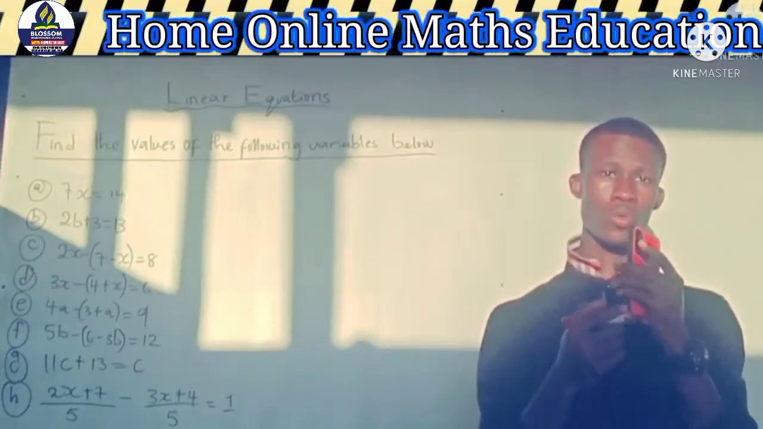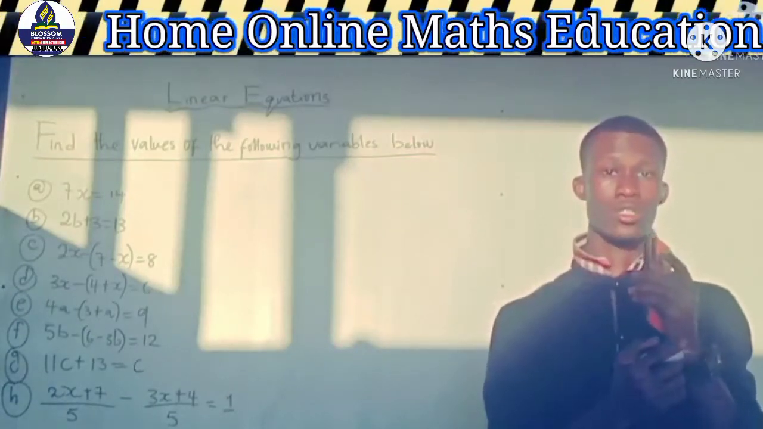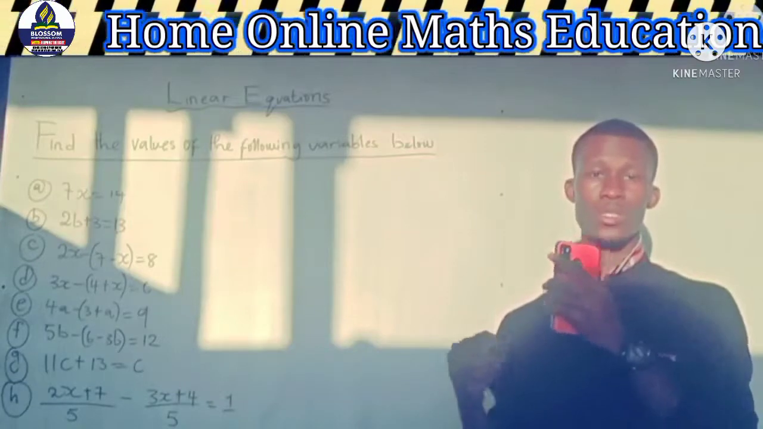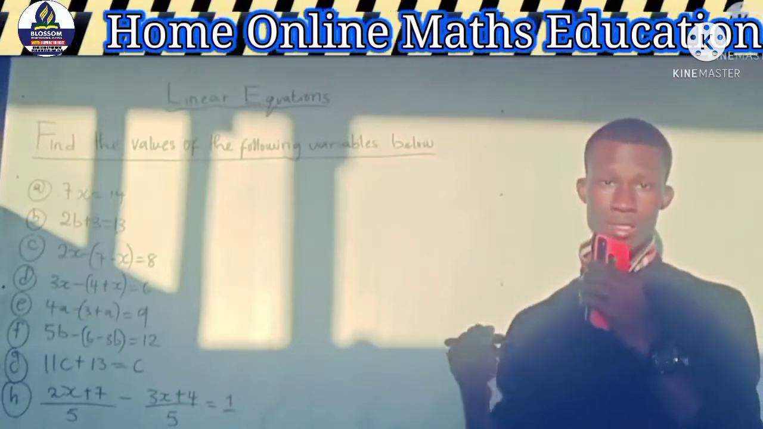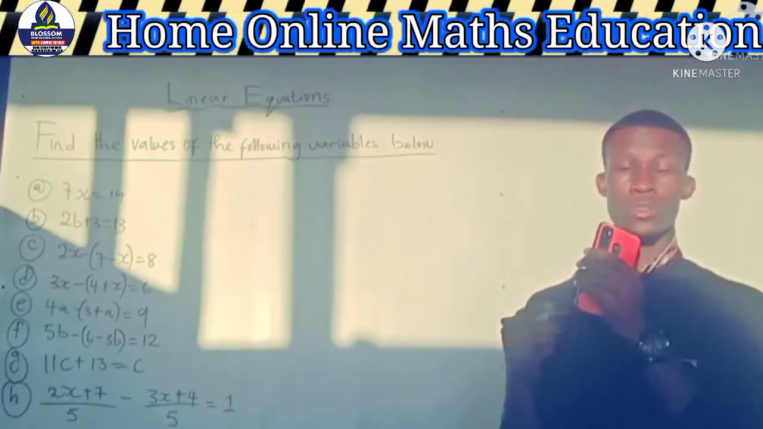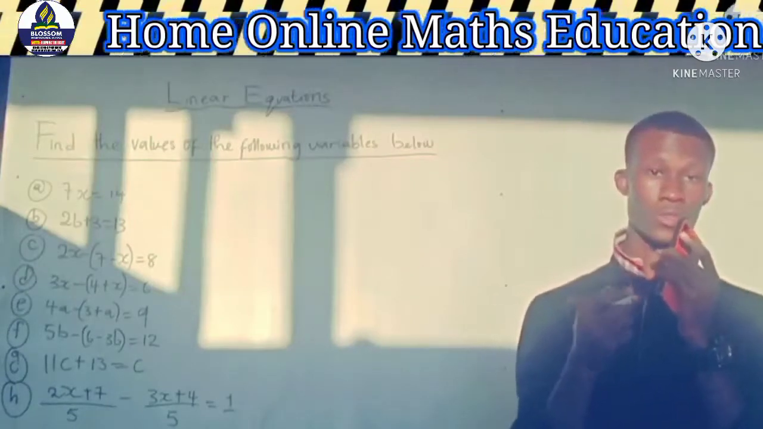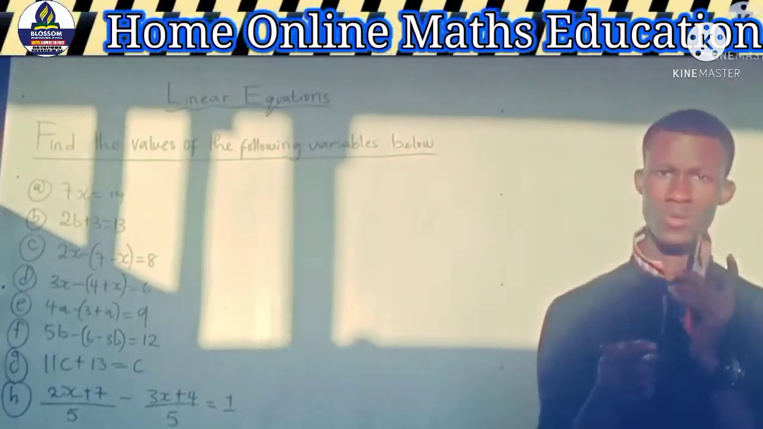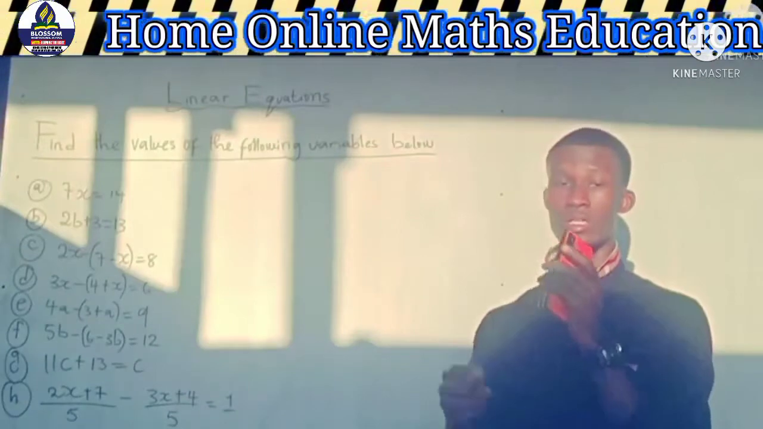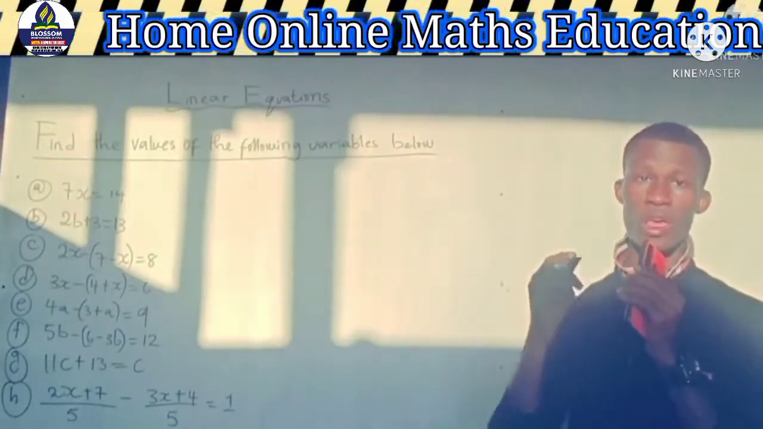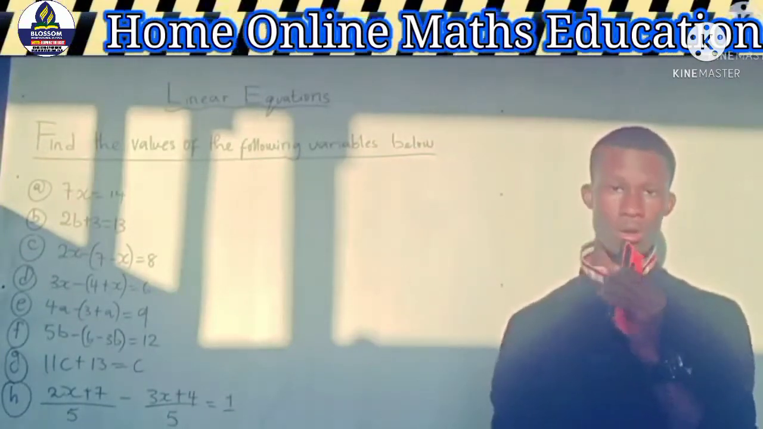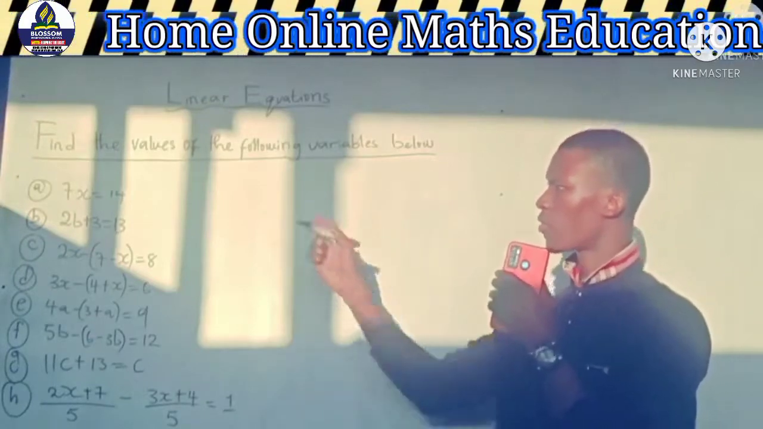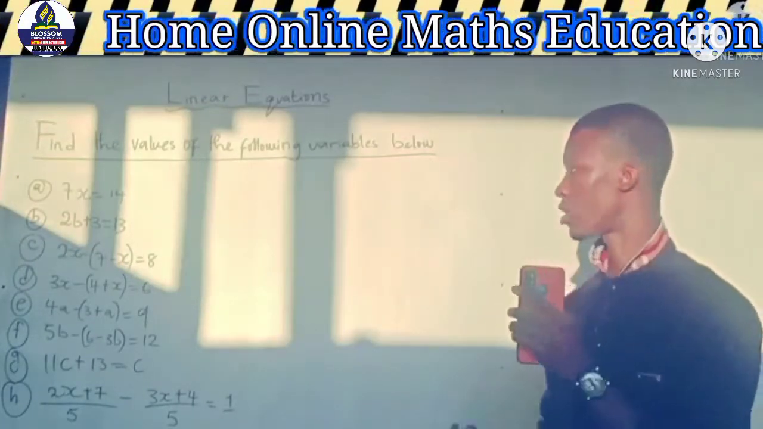Variables are what we know to be letters in English, just like we have A, B, C, D, E, F, G. All those things are letters, but in mathematics they are not recognized as letters, but rather as variables. And we're told that we should find the value of every variable in all the equations. The first equation is 7x equals 14.